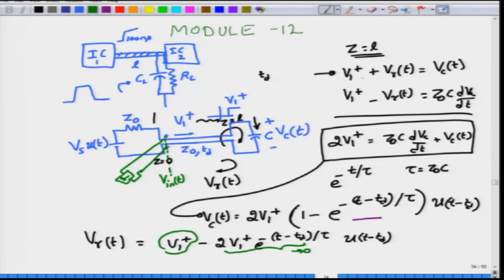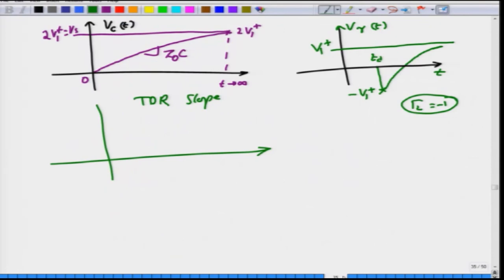The input voltage that we are going to write will have to be decomposed into two time instants, one at t equal to 0 when you launch V1 plus, but then at time t equal to 2 TD, this initial voltage V1 plus will be added on to the reverse voltage, right? Because the one way propagation is TD, the reflected voltage which begins at TD will actually come back to the source at time t equal to 2 TD, right? So until time t equal to 2 TD, our voltage will actually be equal to V1 plus, but now this reverse voltage which I have sketched here, Vr of t, has to be added to this V1 plus.